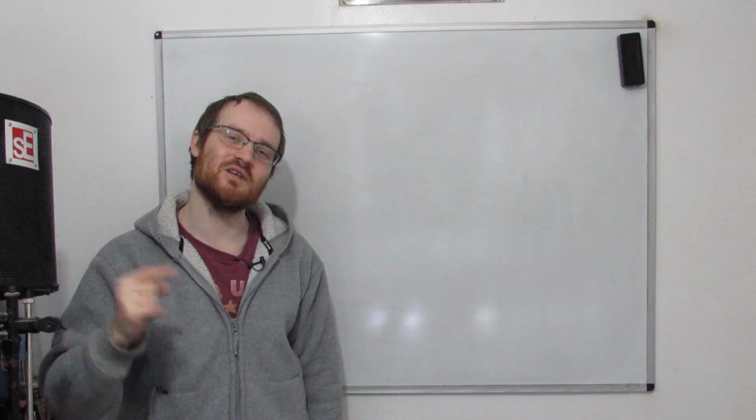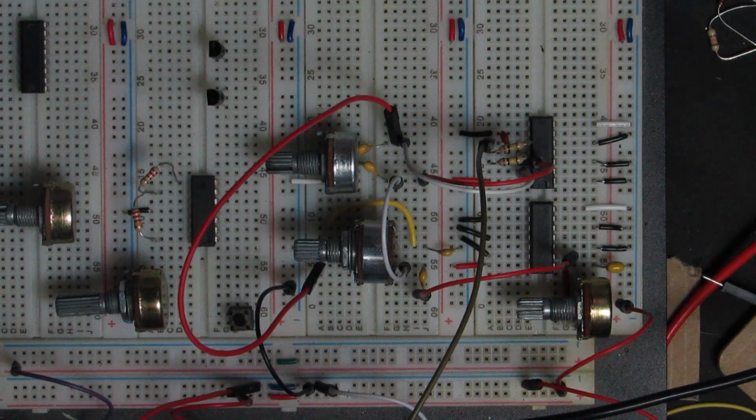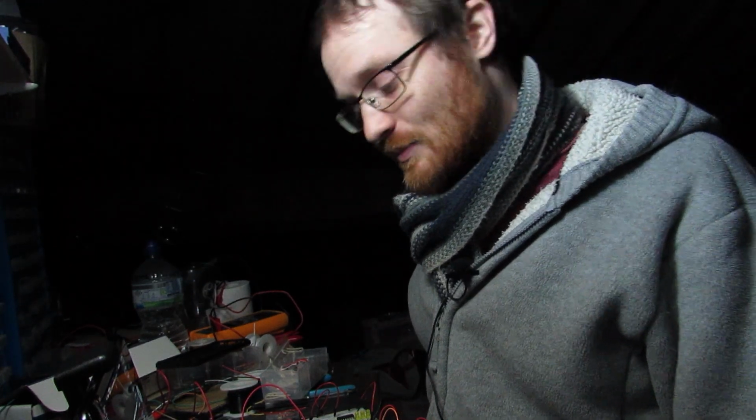I'll put a link in the description to a schematic if you want to follow along. Okay, so we're up on the bench this time. This is the circuit. I'm going to take it apart and build it back up again for you guys. So first things first, we've got that passive network that we had on the whiteboard downstairs.